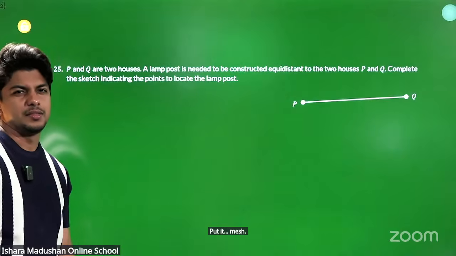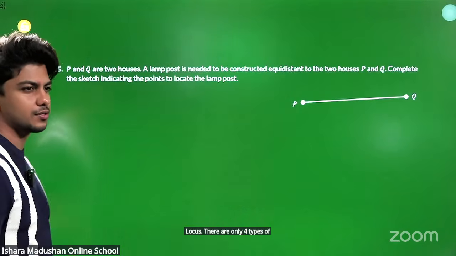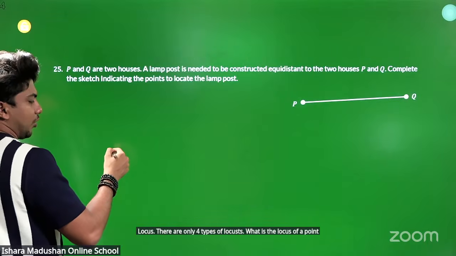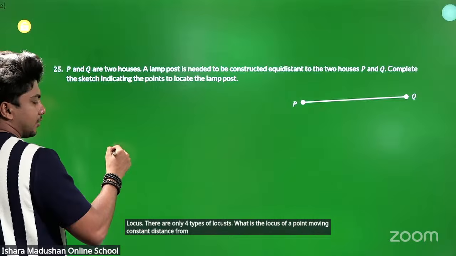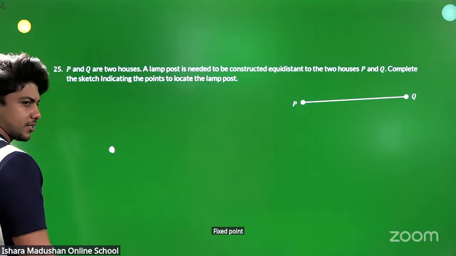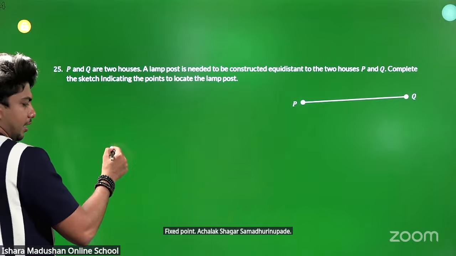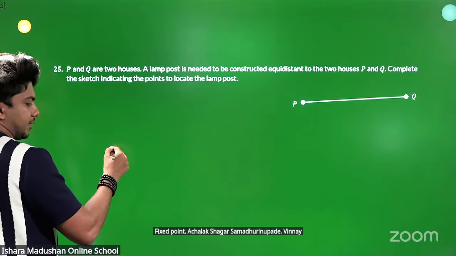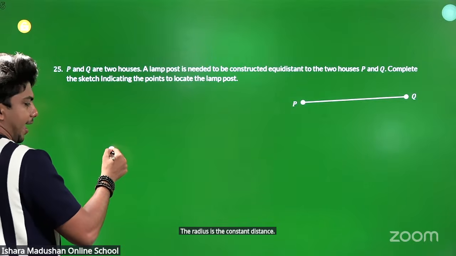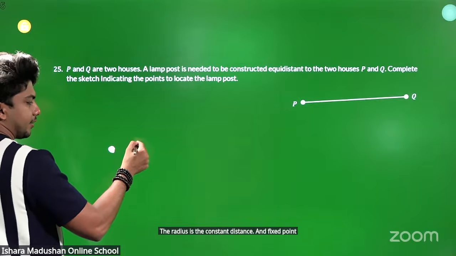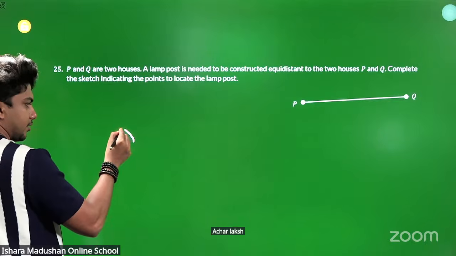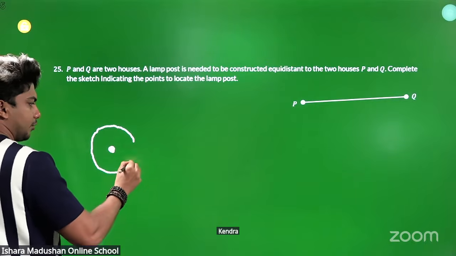Locus. There are only 4 types of locus. What is the locus of a point moving a constant distance from a fixed point? Circle, the radius is the constant distance and the fixed point is the center.